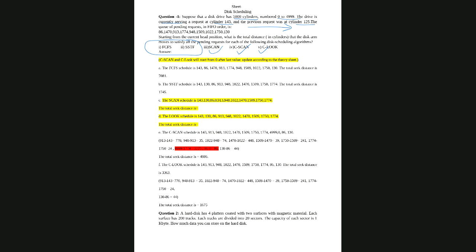Now let's begin solving this problem. You can download this sheet. I have already shared this sheet with all of you. I have shared another file which I'm going to solve today in this session about all these scheduling algorithms. Let me pop that out for you here.